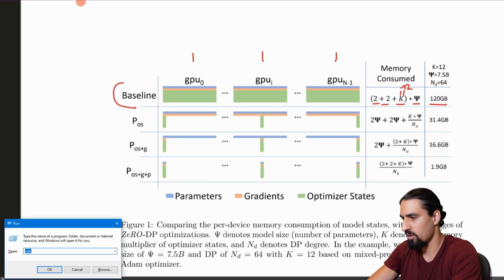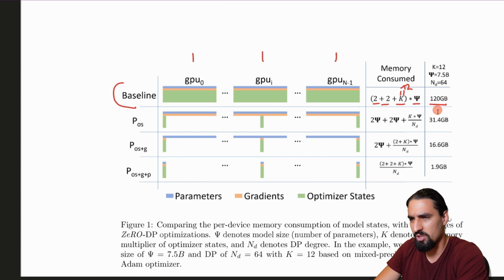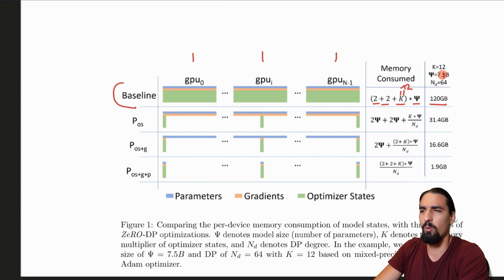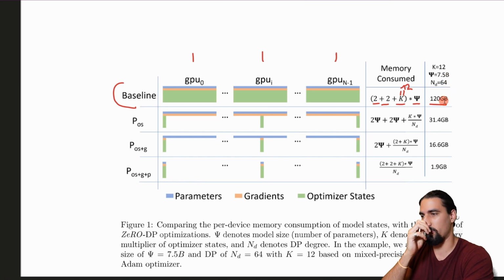Is that correct? Let me just see whether I messed something up, but 1.5 times 16, wait, I'm not sure. Yeah, we'll see why. Well, sorry, it's 7.5B, it says here. Okay, that's why we get 120.